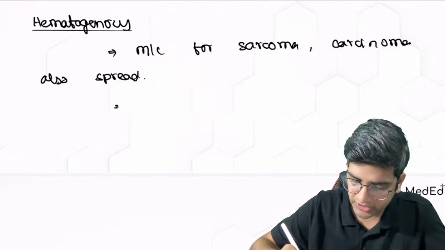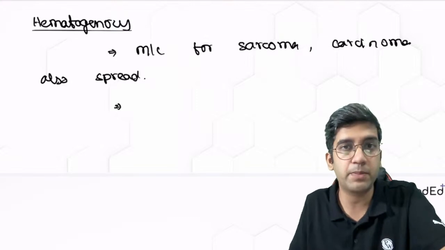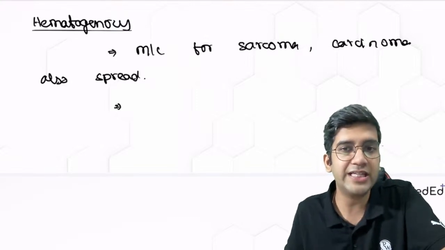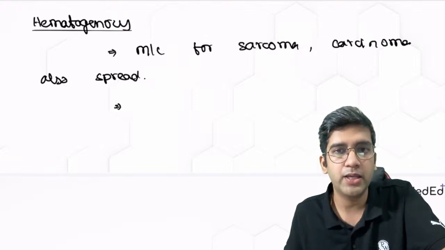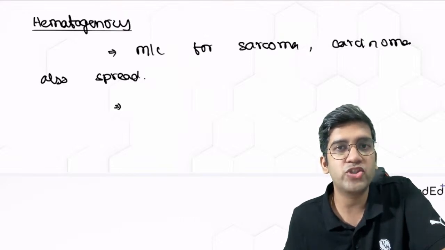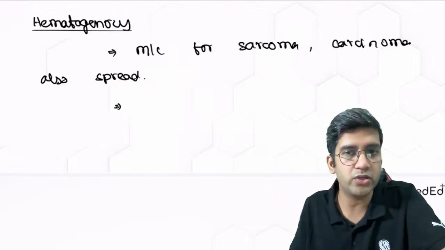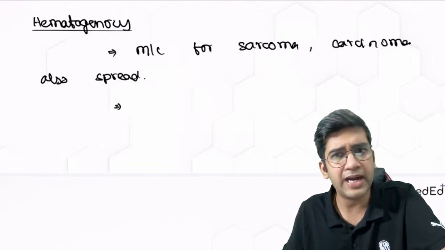And the second thing which is important for us, this we might not have read much when we are preparing for an entrance exam, but for a theoretical exam this might be very, very important. What vessel do you think will allow hematogenous spread? Arteries or veins? Which vessel do you think will help in the spread via hematogenous route? Arteries or veins?